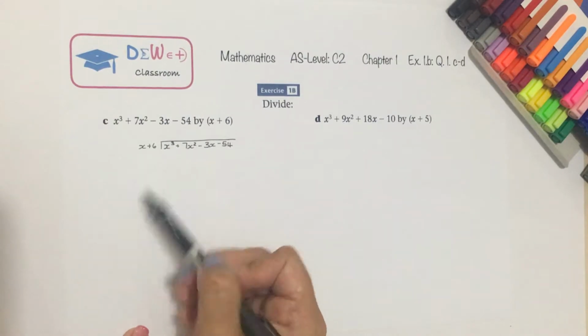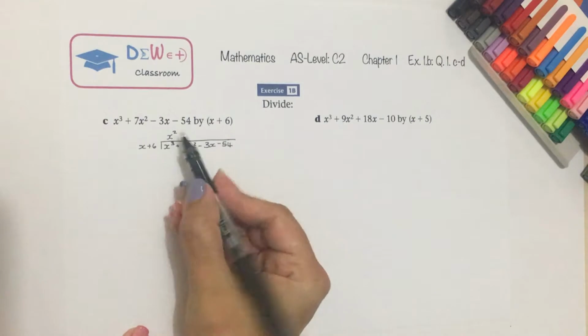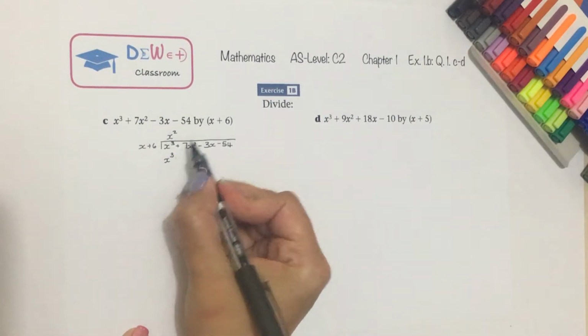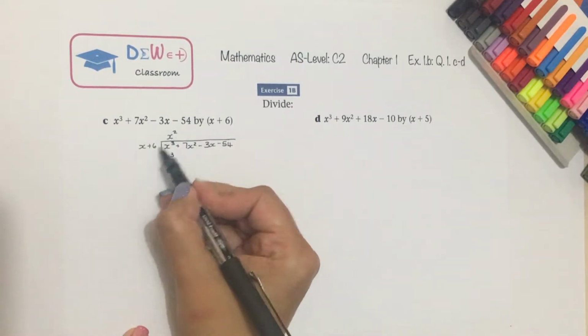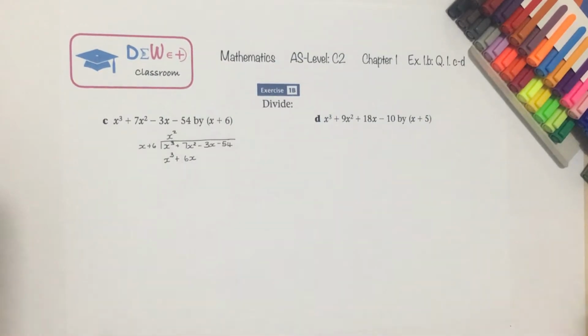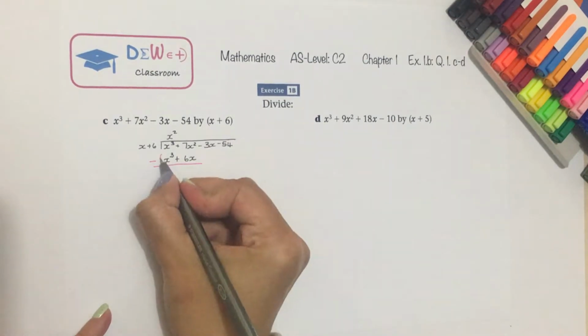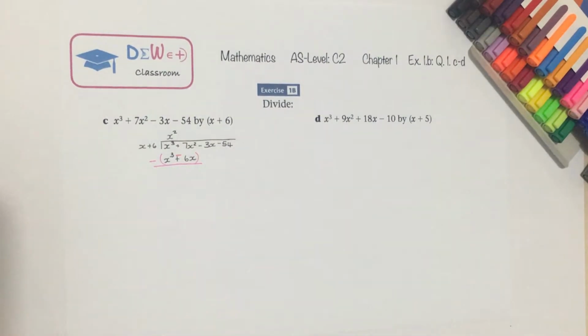x to the power of 3 divided by x gives us x squared. x squared times x is x to the power of 3. And now don't forget the plus 6 when you go down. So x squared times 6 is plus 6x. Remember that when we are dividing, we need now to subtract this whole thing from that number. So this sign will also change, right?